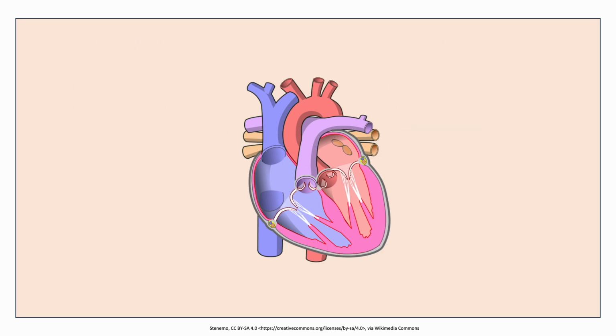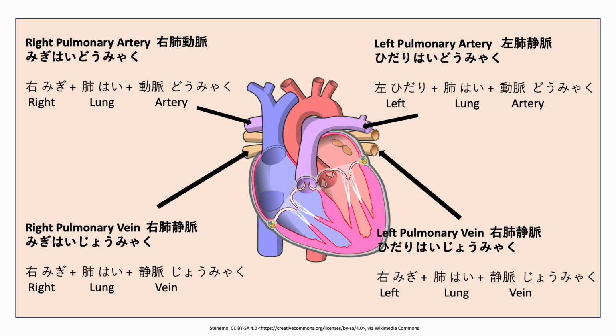And just to get a little more specific, we have right and left pulmonary arteries and veins. I'll cover these quickly as it's quite straightforward. So depending on which you want to indicate, for right you start with migi, the kunyomi reading for right, and for left you start with hidari, which is the kunyomi reading for left. So we have migi-hai domyaku for right pulmonary artery, migi-hai jomyaku for right pulmonary vein, hidari-hai domyaku for left pulmonary artery, and hidari-hai jomyaku for left pulmonary vein.